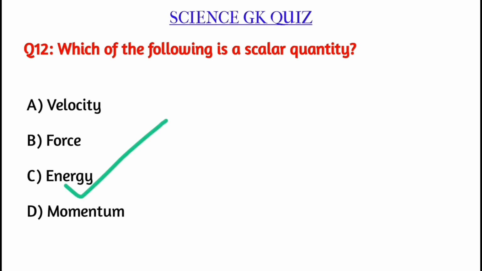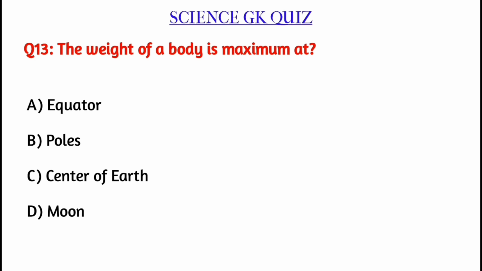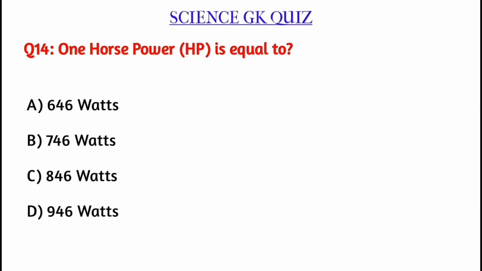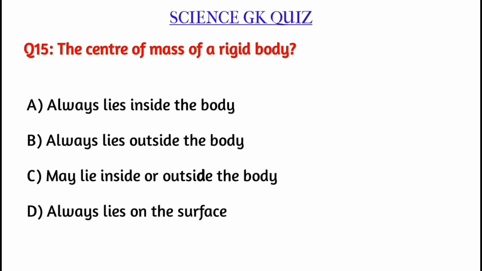Answer C, energy. Question number 13. The weight of a body is maximum at... B, poles. Question number 14. 1 horsepower is equal to... answer B, 746 watts. Question number 15. The center of mass of a rigid body... answer C, may lie inside or outside the body.